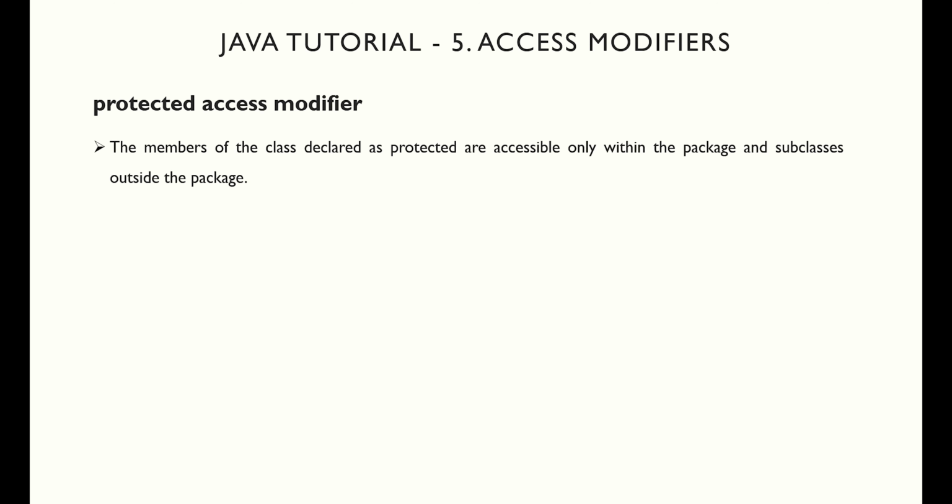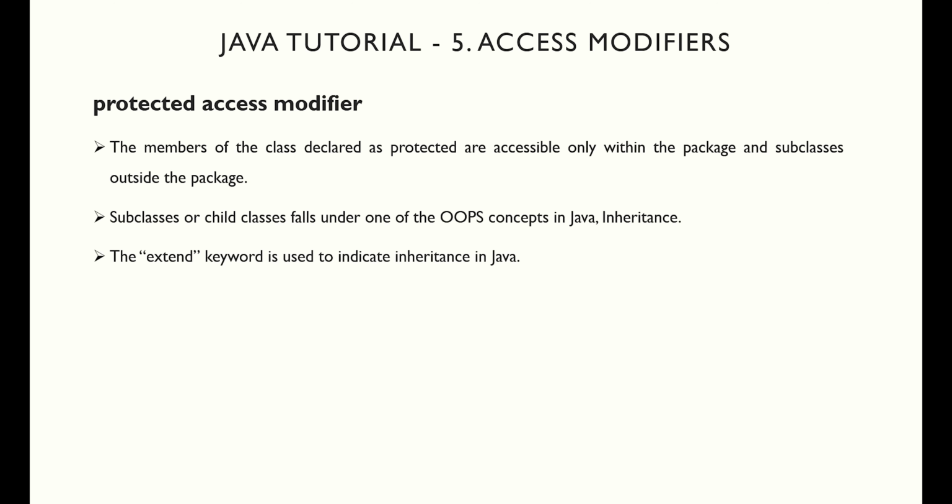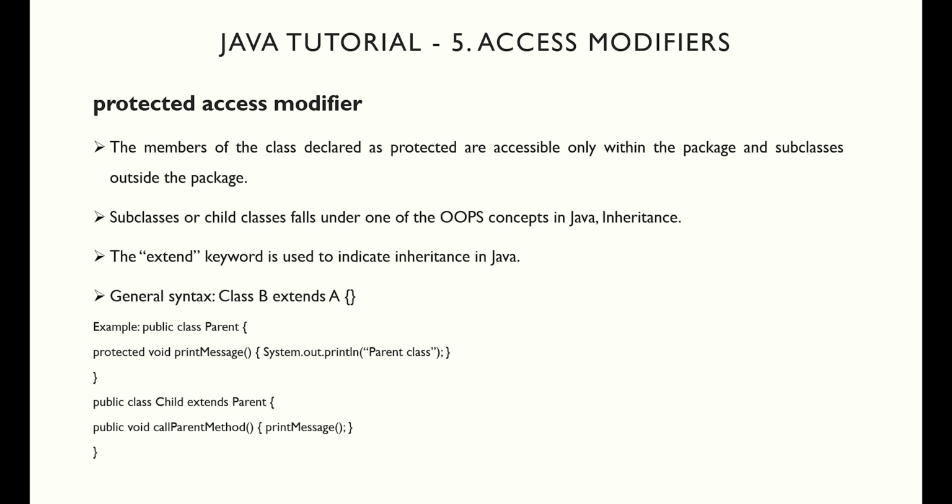Okay, what are subclasses? Subclasses or child classes fall under one of the OOP concepts in Java, inheritance. We will discuss inheritance in detail later. For now, just understand that child classes can be created by extending the parent classes in Java. The extends keyword is used to indicate inheritance in Java. The child object inherits all the properties of the parent class. General syntax: class B extends class A. An example is shown here. In this example, as you can see, we extend the parent class in the child class.